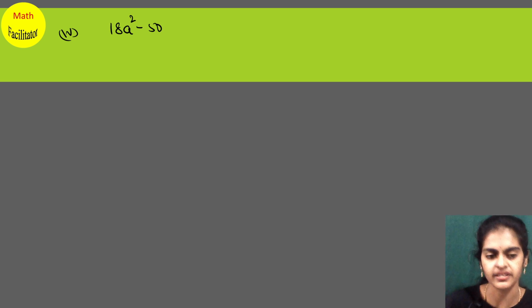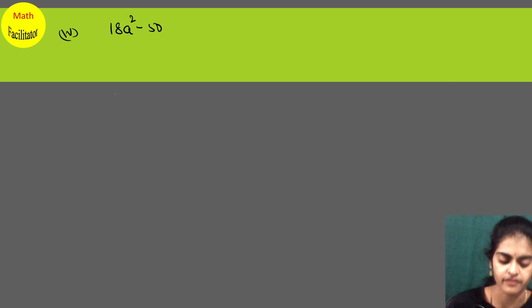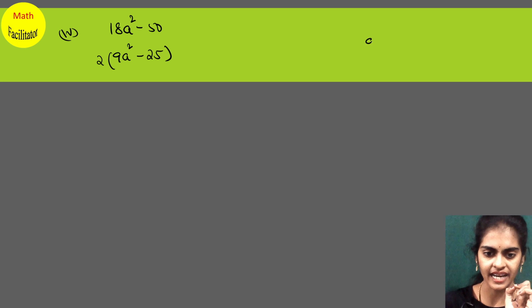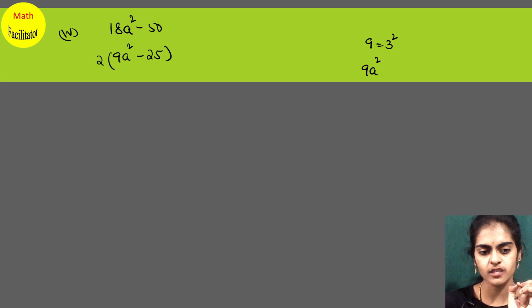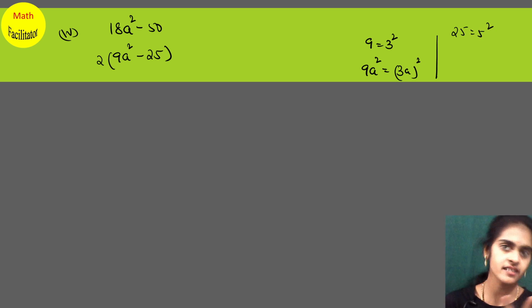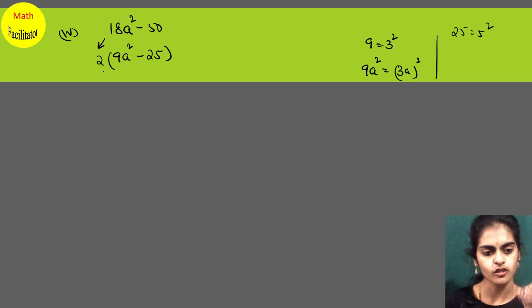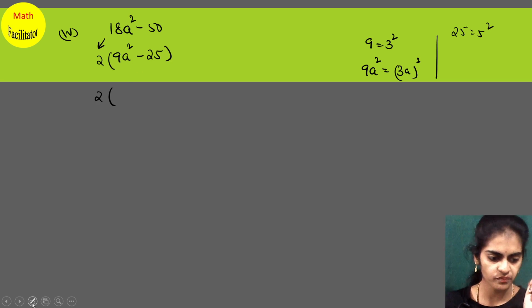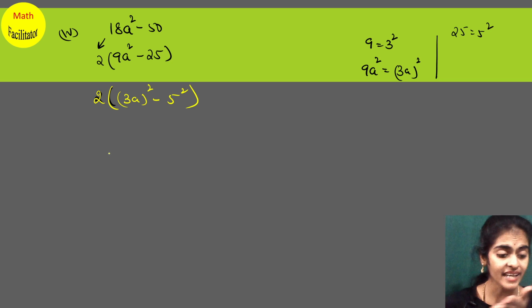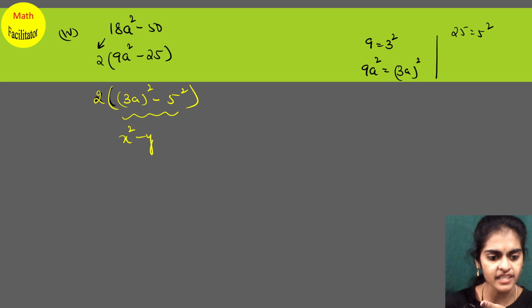18a square minus 50. Now have a look at this question. You can actually take two common from this. So you will get 9a square minus 25. Now, as I told you, 9 is a perfect square. So, 9 I can write it as 3 square, 9a square I can write it as 3a whole square. And also 25 I can write as 5 square. So, these are perfect squares. So, that is the reason I have taken two common. So, 2 into 3a whole square minus 5 square. Now again, if you just consider this, it is like x square minus y square.